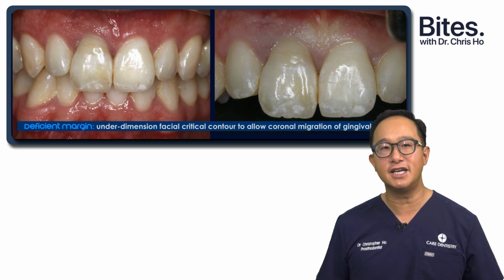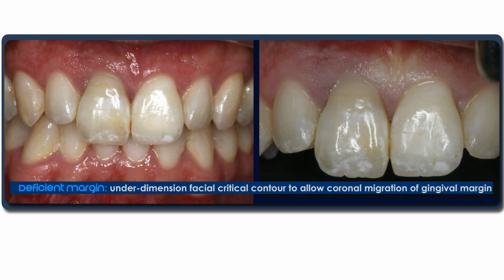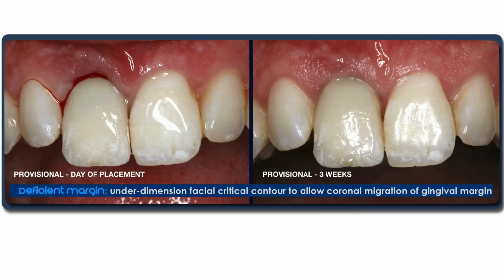So you can see in this case here, this was a tooth that had to be extracted due to external resorption, and an implant was placed and a provisional crown was used as an immediate approach. And you can see by under contouring that provisional on the left hand side and then healing after 3 weeks, you've seen a coronal migration of that gingival margin. You actually haven't seen loss of the gingival margin.